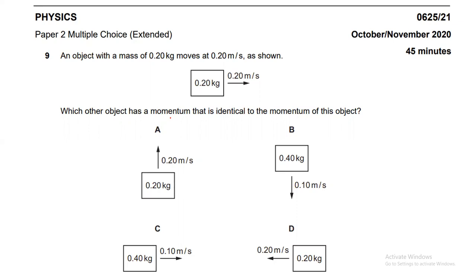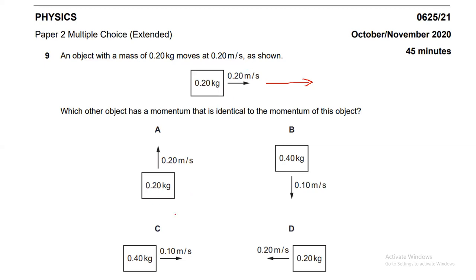An object with a mass of 0.20 kg moves at 0.20 meters per second as shown in the figure. You see the direction of the momentum is in this direction. Momentum can be found by just multiplying these two numbers. So which other object has a momentum that is identical to the momentum of this object? You see, this is in the upward direction. This is in the downward direction. This is towards the right. This is to the left. So this might have the same answer.